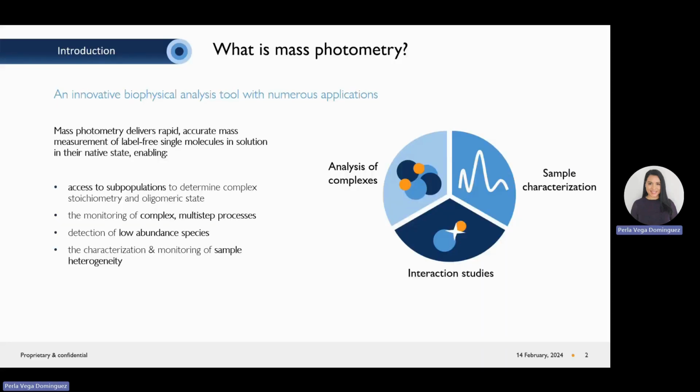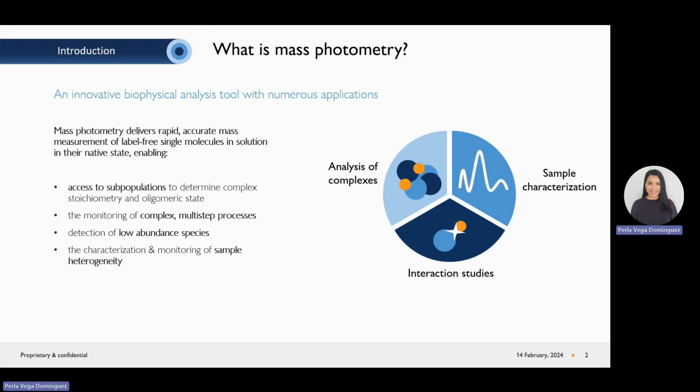At Refeyn, we are the company that commercializes and develops a technology called mass photometry, which is an innovative biophysical analysis tool that measures the mass of single particles in solution, without the need of any label or immobilization procedure, and within minutes. The ability to measure the mass of single molecules in a bulk sample means that mass photometry can provide access to subpopulations, which makes it possible to determine complex stoichiometry and oligomeric states.